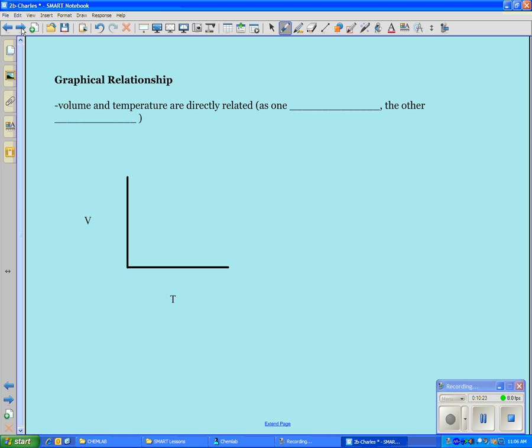Last thing we need to consider for Charles' law is the graphical relationship of volume and temperature. For Charles' law, volume and temperature are directly related. So this means that as one increases or goes up, the other variable is going to do exactly the same thing. It's also going to increase. On a graph of volume and temperature, that means we're going to have a straight line that connects our two variables that goes up to the right.